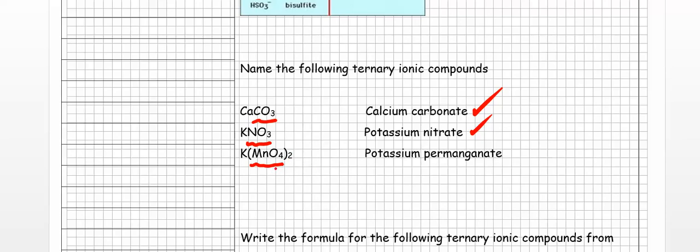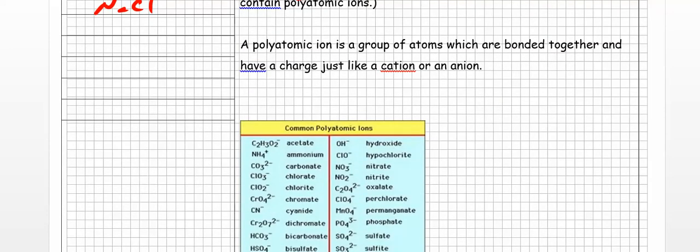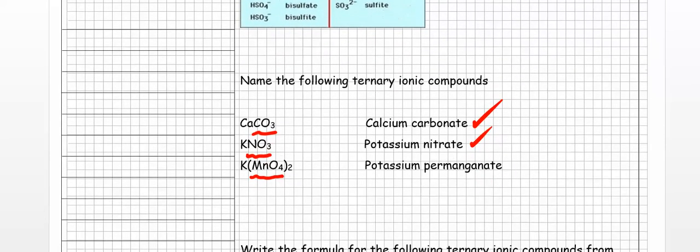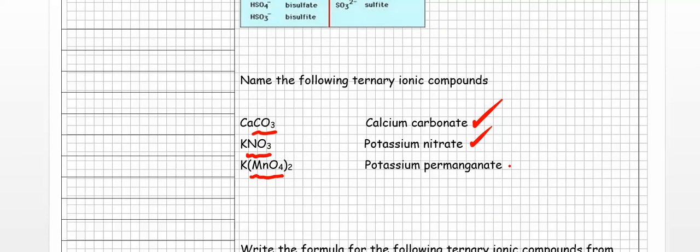MnO4 is permanganate, right? Let's see if it's in this partial list here. MnO4, you see it? Yeah, it's right here. MnO4 -1 is permanganate, okay? So we're going to call it potassium permanganate, just like that.